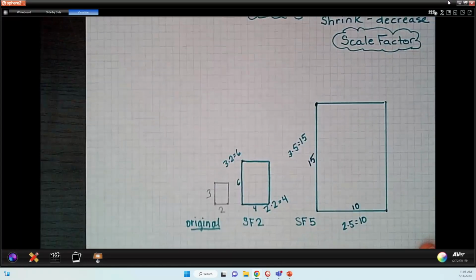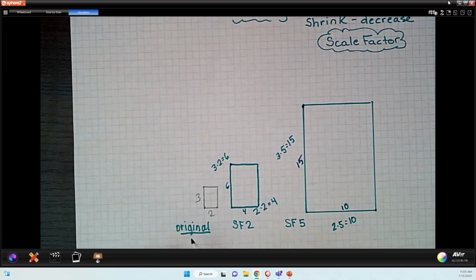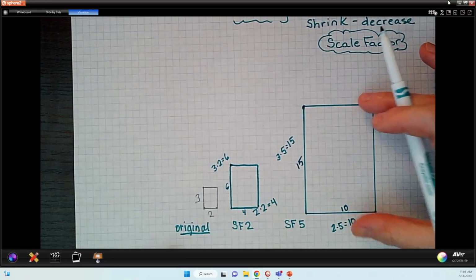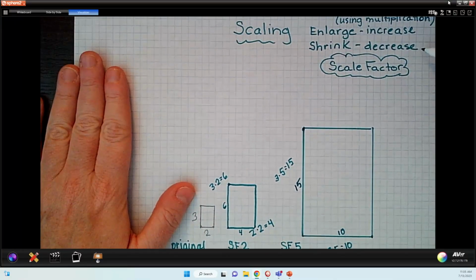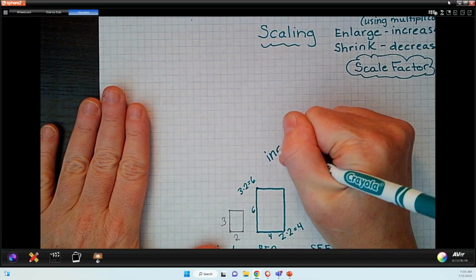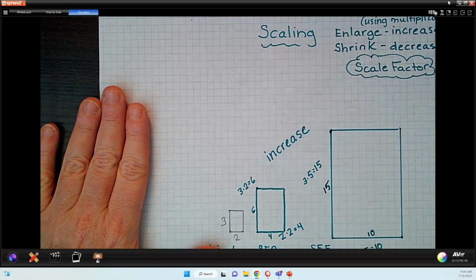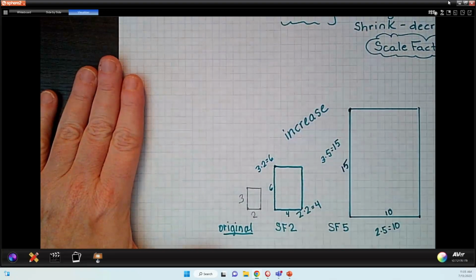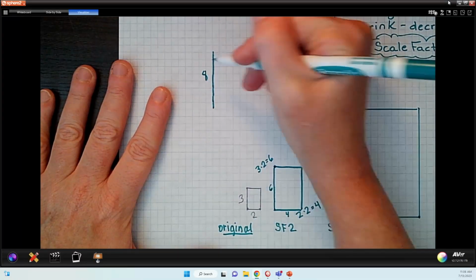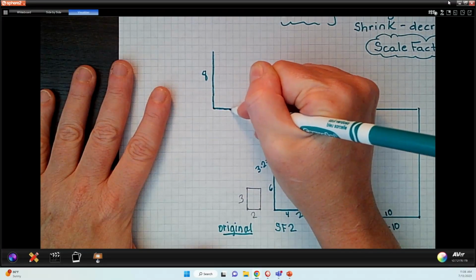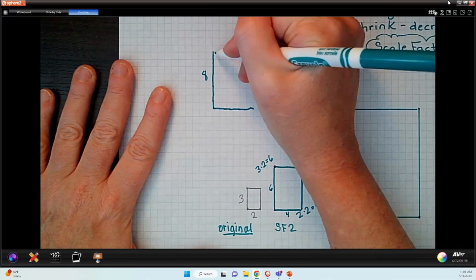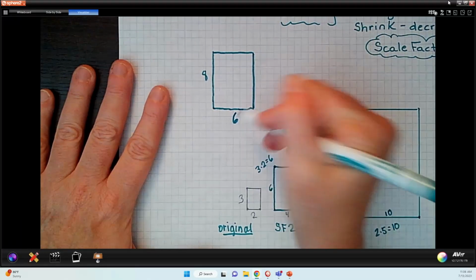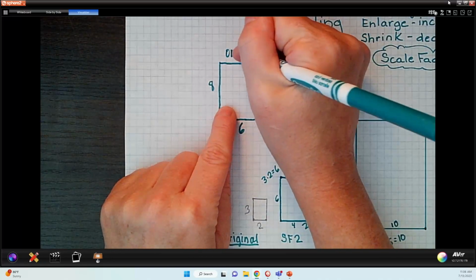Now, these are called scale copies. I've enlarged my original shape using a scale factor of 2 and a scale factor of 5. What if I want it to decrease or shrink? These would be increases, using the scale factor of 2 and a scale factor of 5. Now, this would be what happens if I want to shrink a shape. We'll do 8 by 6. So what happens if I want to take this original and I want to decrease it?